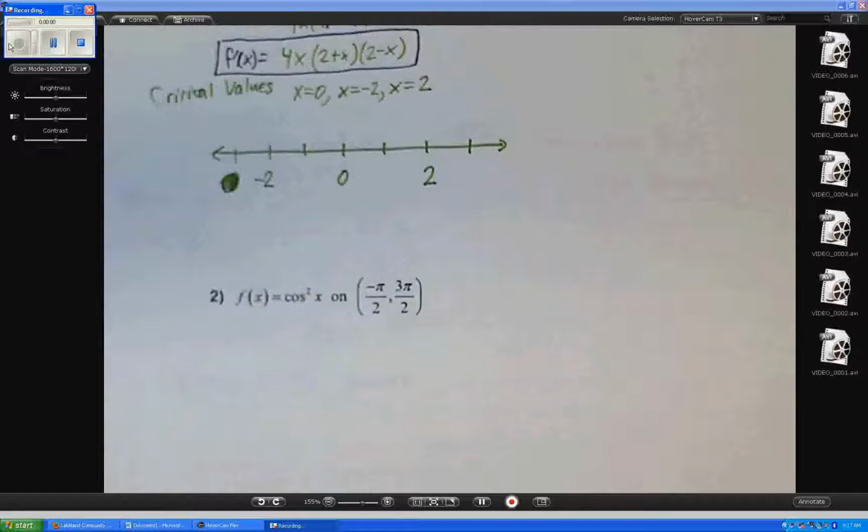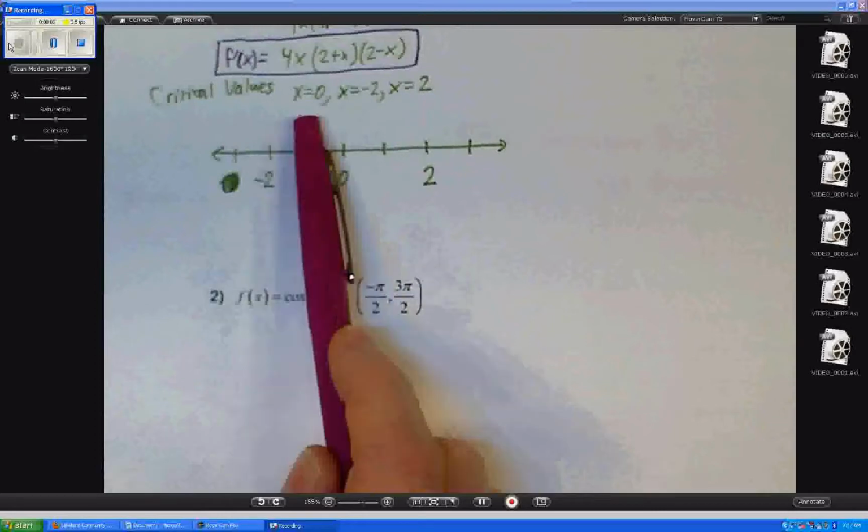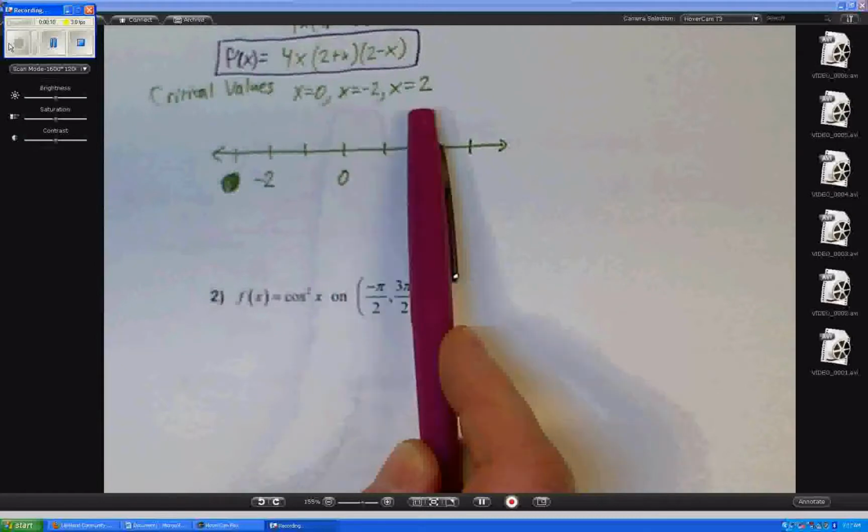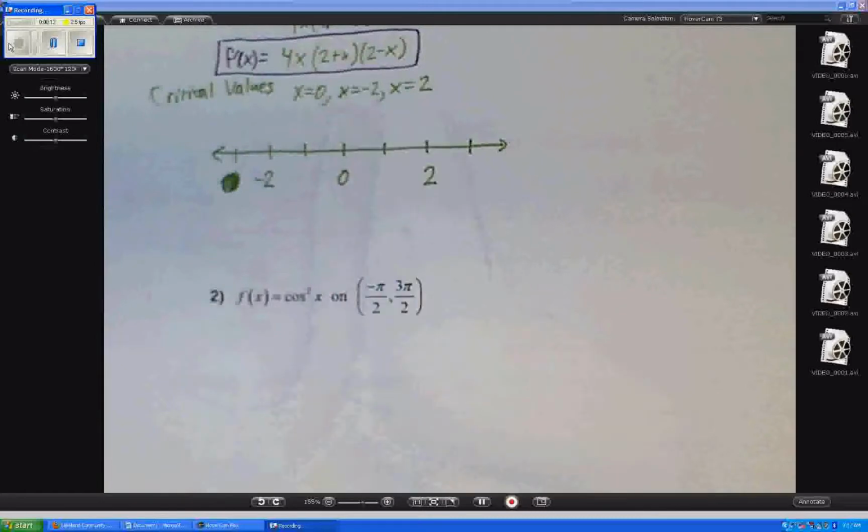Number 1. Does anyone have any questions on how to find the critical value? Are we okay with that? You guys got 0, -2, and 2? Okay. And so when I said do the sign diagram, we want to test things in between.